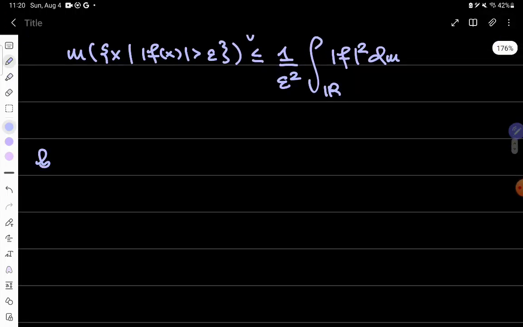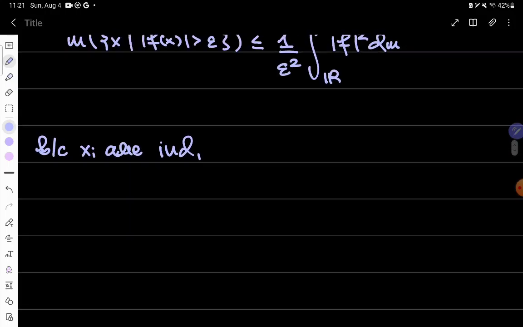Now, because the xi are independent coin flips, we can formulate the following.